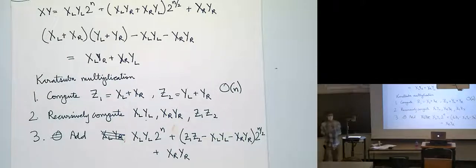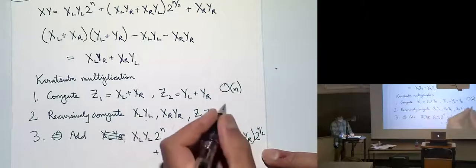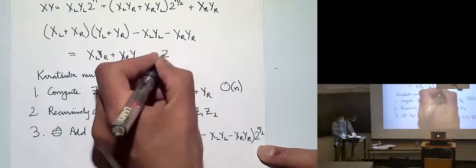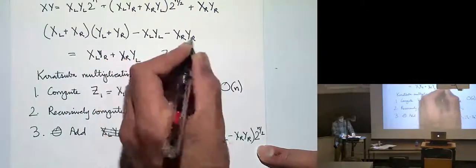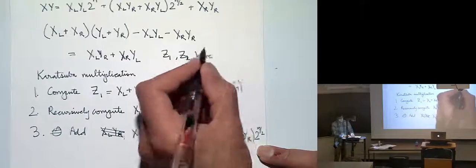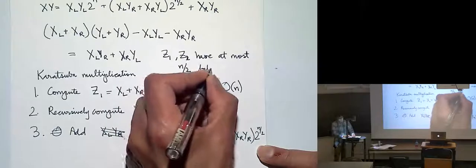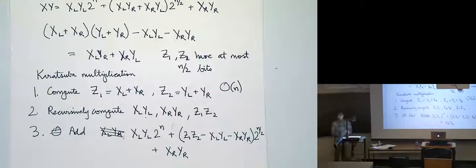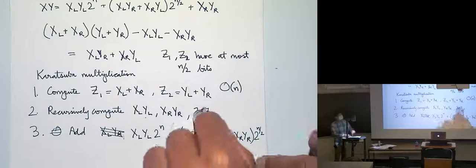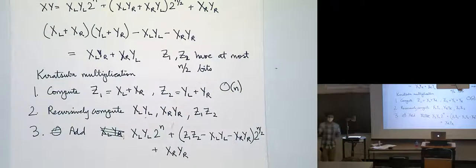Sort of believe me on that. You can make the recurrence work in general, but I don't want to put it because it'll just make the math complicated. You can prove it by induction eventually. But what you get over here is that Z1, Z2 have at most n over 2 bits. It's essentially size half. If it was n, then you're hosed, right? Because if you're converting one multiplication of n bits to another multiplication of n bits, you're not gaining anything.